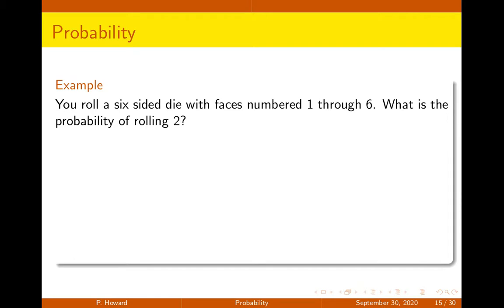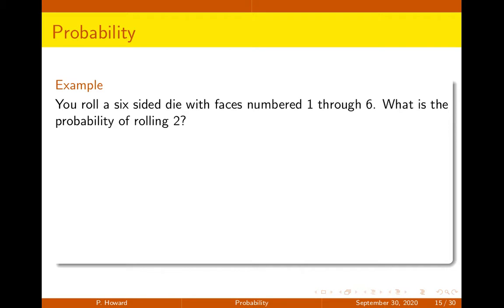Okay, so now we are moving from sets to probability, and we'll start out with an example which we will come back to later. So let's say that you roll a 6-sided die with faces numbered 1 through 6. A die is half of a pair of dice, right? It's a cube, and the 6 faces of the cube are numbered 1 through 6. And a typical probability question would be, what is the probability of rolling a 2? So we'll come back to the question later.